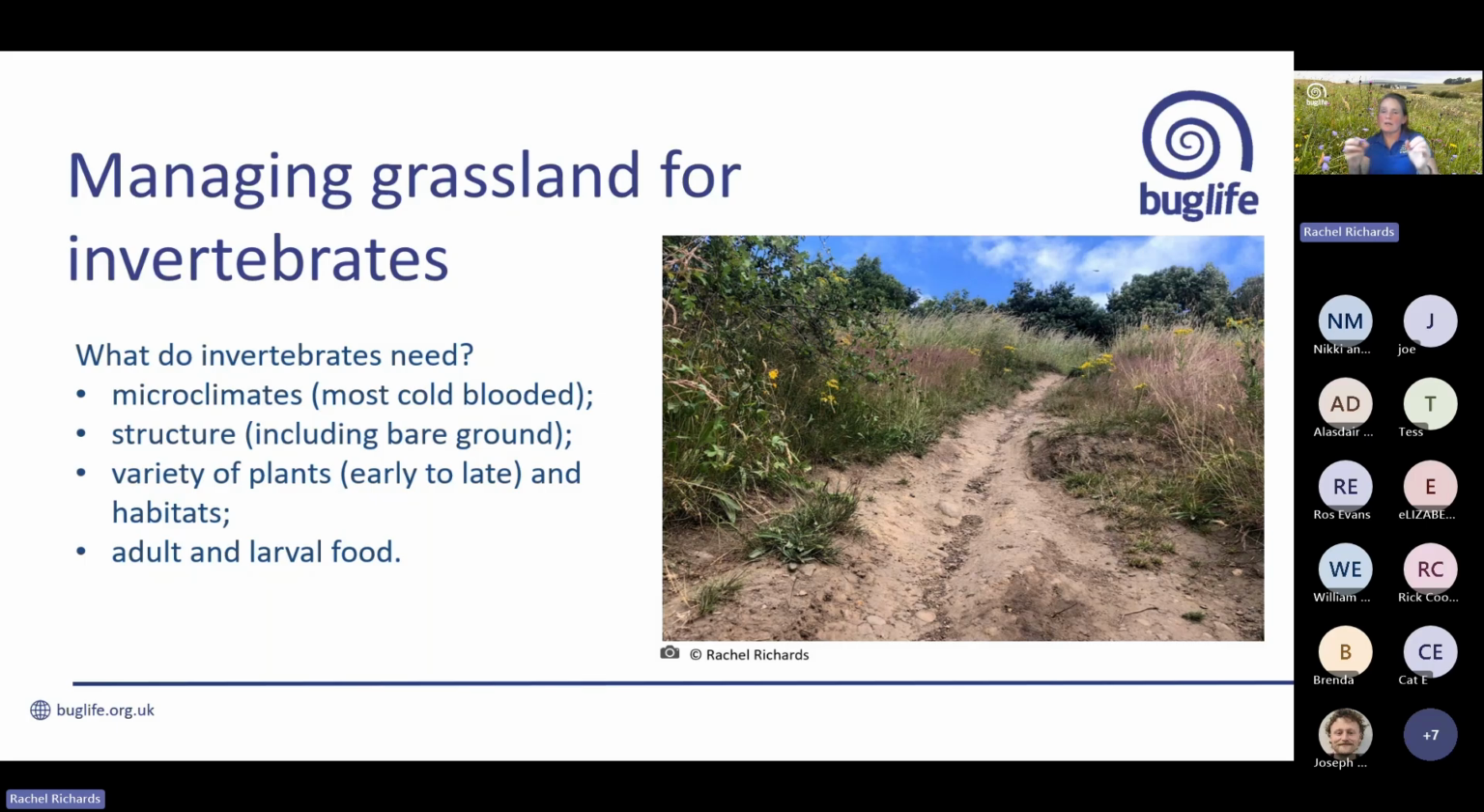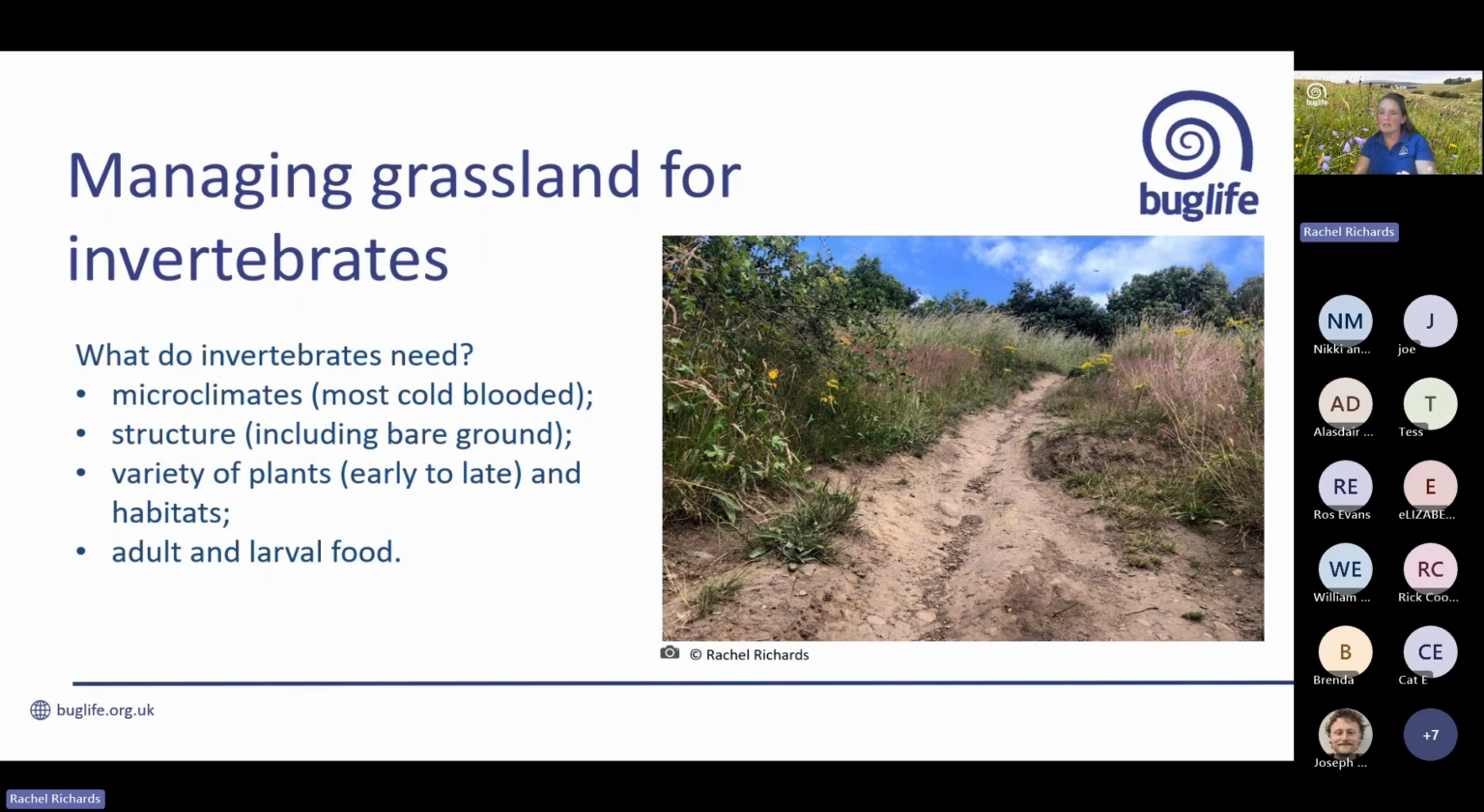So with invertebrates, you're thinking on a different scale. You're thinking in miniature. Think about yourself, if you go to the beach on a sunny day and it's blowing a gale, you'll sit behind a wall or in the sand dunes or somewhere where you can get a bit of shelter. So for invertebrates, most of which are cold-blooded, they're always looking for those sheltered areas to warm their bodies up and get going. And in terms of nesting as well, it's so much warmer. It means on a slightly warm day, they can warm up enough to get out and get some food. So microclimates are really important. Structure, and variety of plants, like I've said, from early to late.